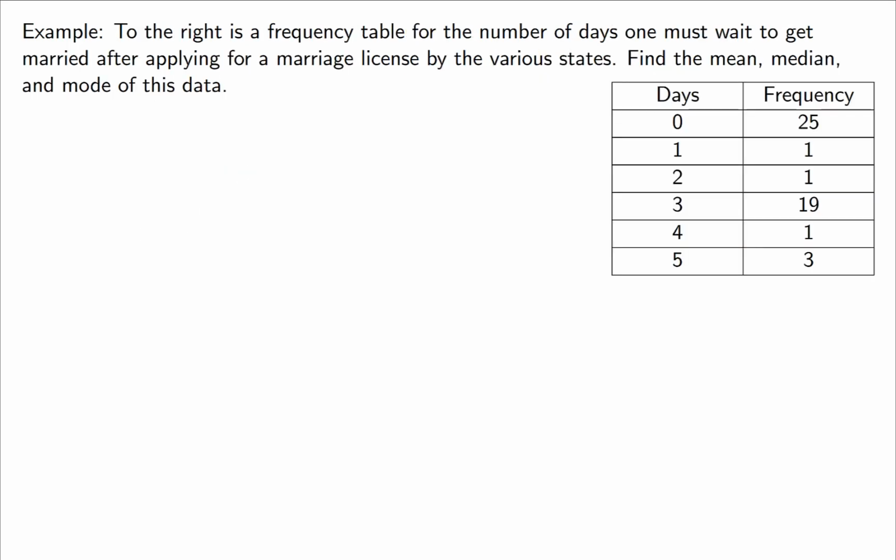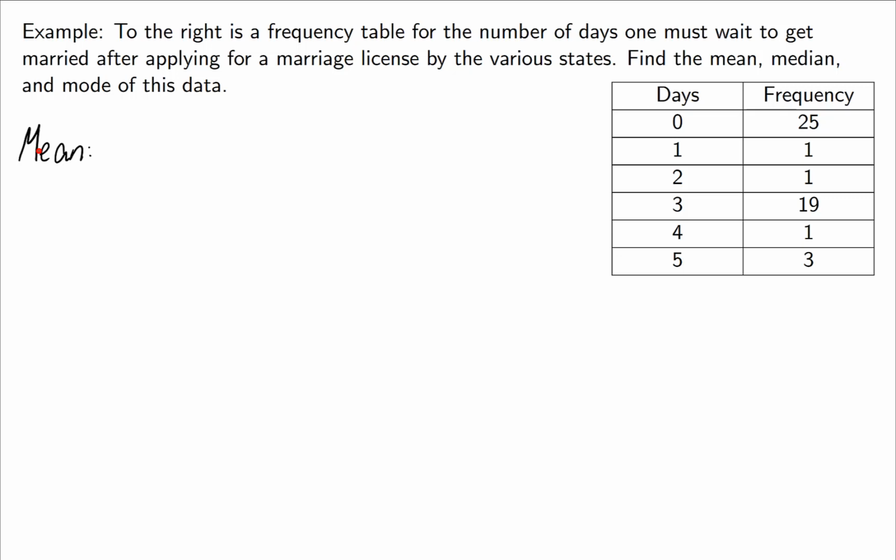For one final example, let's do the mean, median, and mode on a frequency chart. The left side of the frequency chart is the data that I'm wanting to average. The right side shows how many times it appears. Since this is the number of days that you have to wait to get married after applying for a marriage license, this will tell us the average wait throughout the whole country.